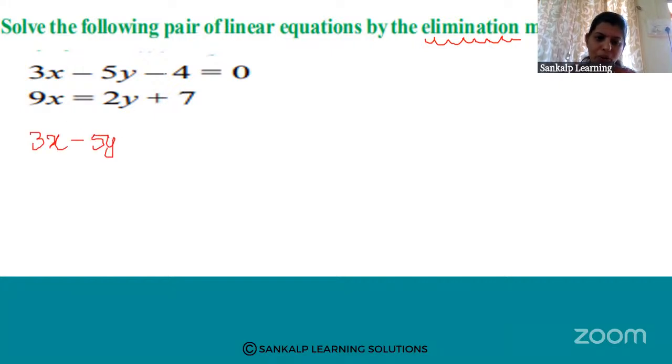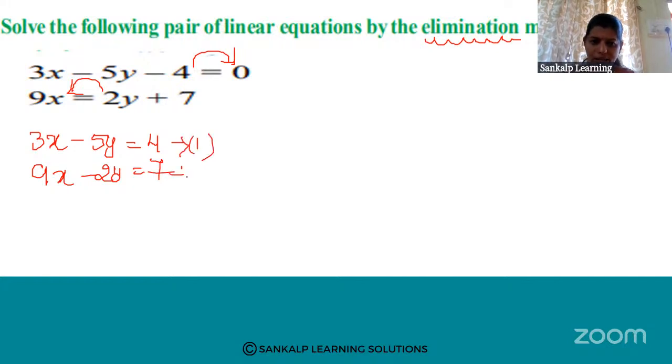So first write down the equations properly. 3x minus 5y, transfer this minus 4 to this side, what will you get? Plus 4, right? So it will be plus 4. Next, 9x, transfer this 2y to this side. Plus 2y becomes minus 2y, right? Is equal to 7. Now, this is equation number 1 and this is equation number 2. Yes or no?